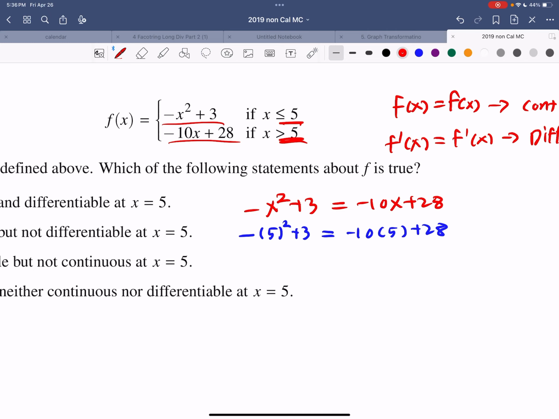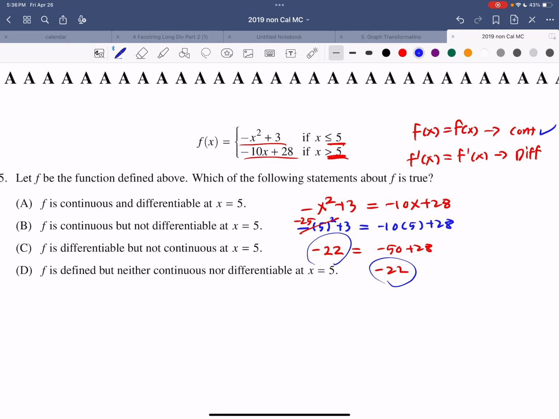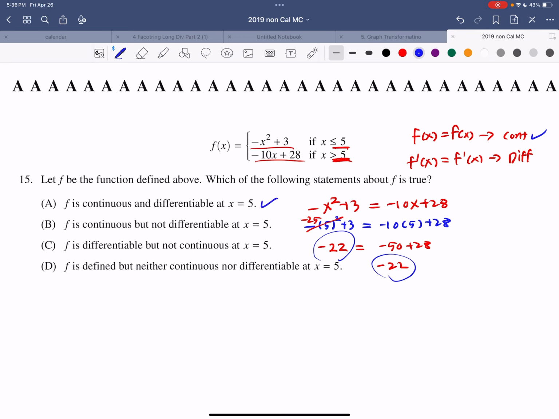Negative 5 squared is 25, so that's negative 25. Negative 25 plus 3 is negative 22. Let's see if they are equal to negative 22. Negative 10 times 5 is negative 50 plus 28, and negative 50 plus 28 is going to be negative 22. So do you see, negative 22 equals negative 22? Yep, so it is continuous. So f is continuous on both sides. So these two are not going to be the answer. It's going to be A or B.